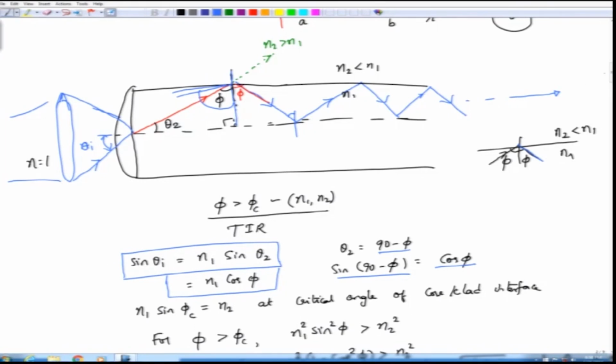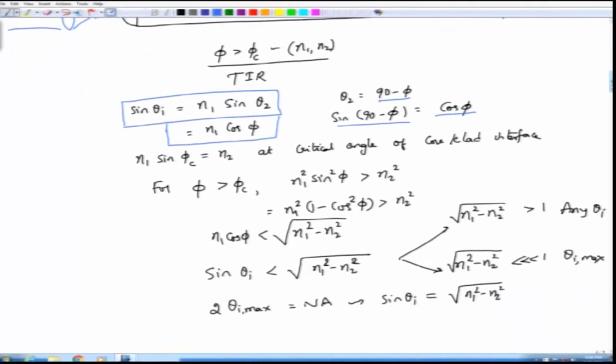So, we have applied the interface at the air and the core interface. This is the air core interface equation. Now, you have another equation at the core cladding interface. This is the equation at the core cladding interface, and where we have written phi c, it implies that you are looking at the critical angle of the core cladding interface, which is given by sin phi c. Solving this particular equation, sin phi c is equal to n2 by n1.